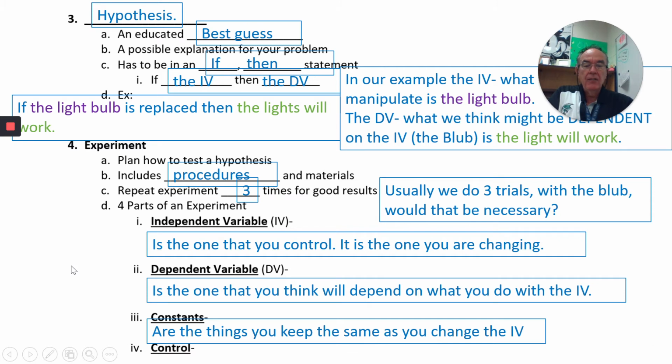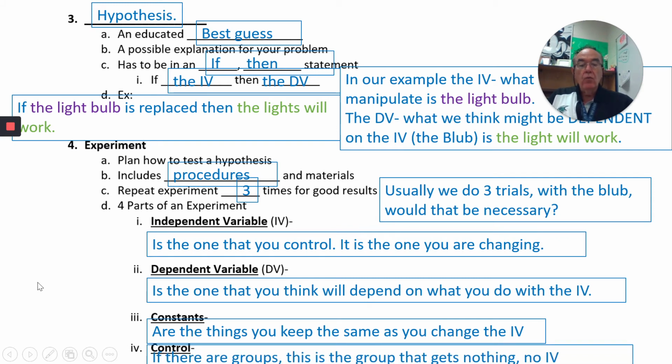So the constants are everything that we keep the same. So if we were testing how the fertilizer affected the plant growth, we would not use different plants. We would test on the same plants. And we would keep those things constant. And that's really what the word constant means. It's what you don't change.